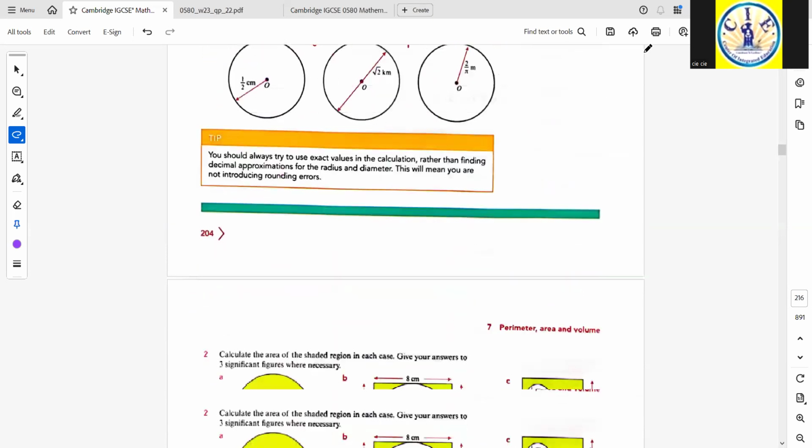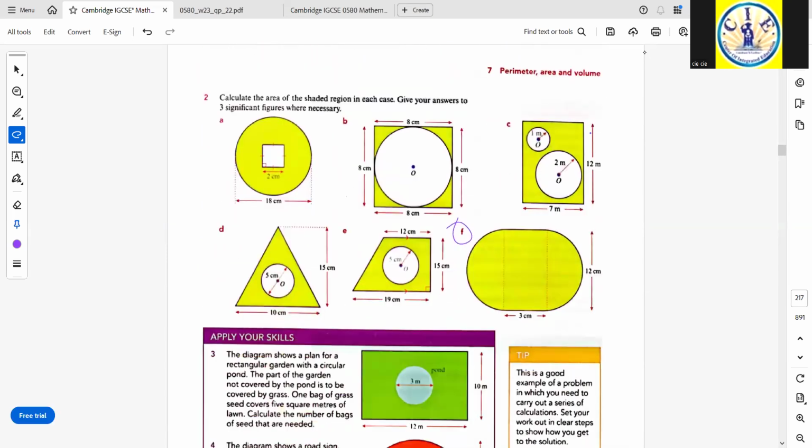Now this is exercise 7.2 and it's question number 2, part F. We need to find out the area of this shaded region. Now in this part F, the required area is equal to area of a rectangle plus area of semicircle, and there are two such semicircles, so we would multiply it with 2 and then we will add it into area of the rectangle.